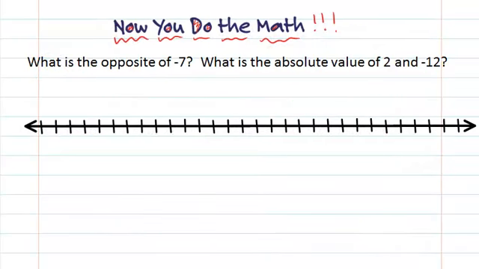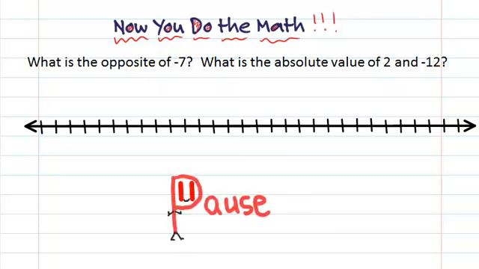Now, it is your turn to practice the math. Find the opposite of -7, and also find the absolute value of 2 and -12. Pause the lesson and attempt this problem yourself.